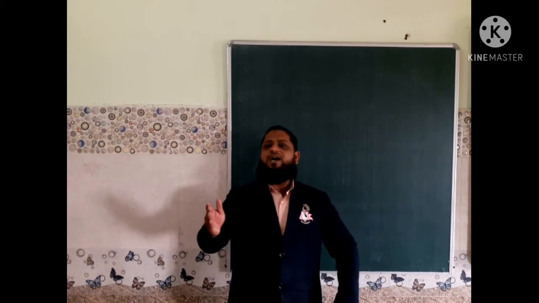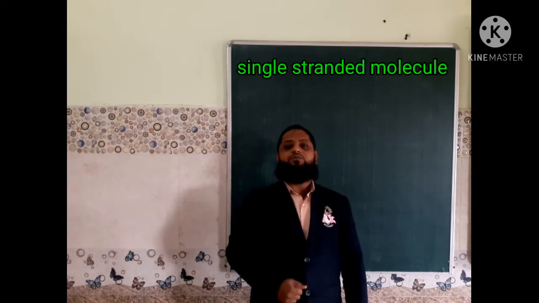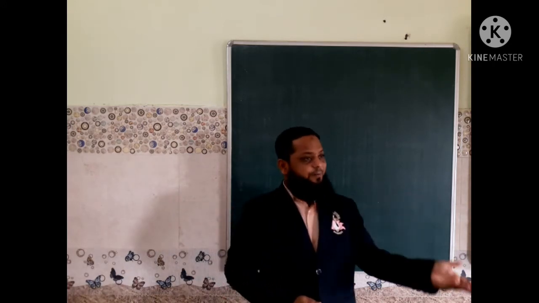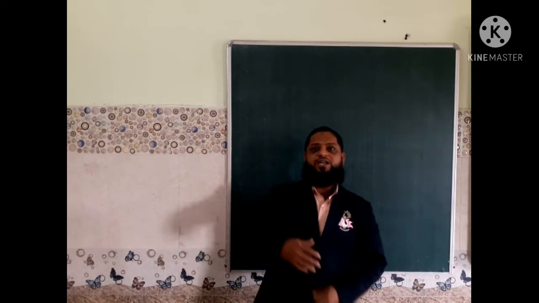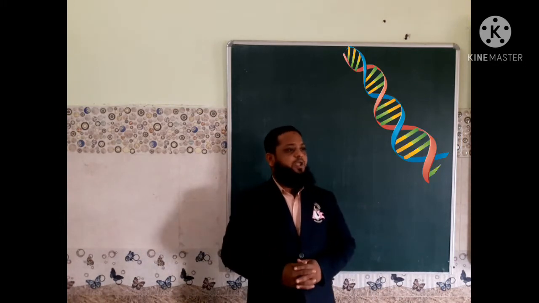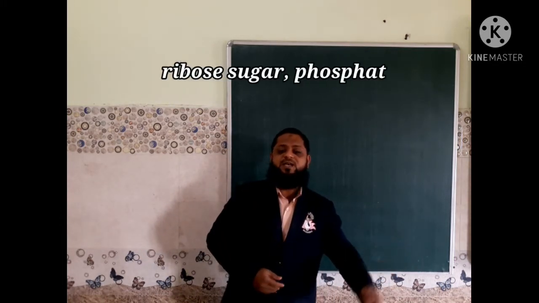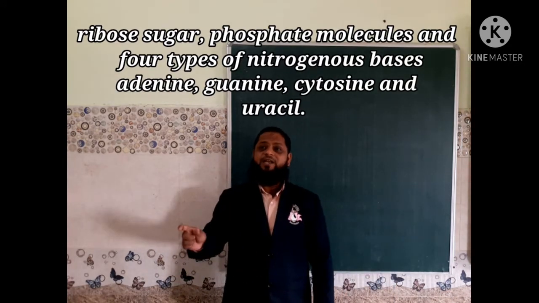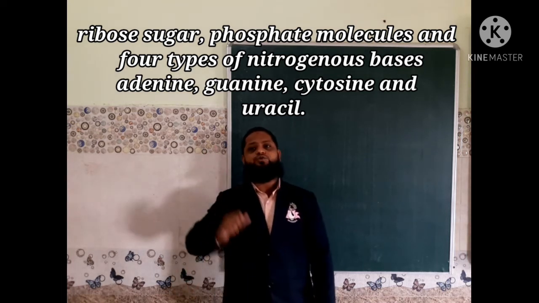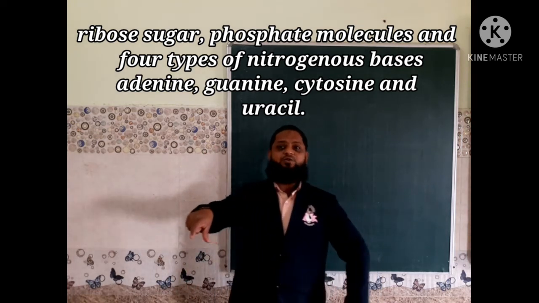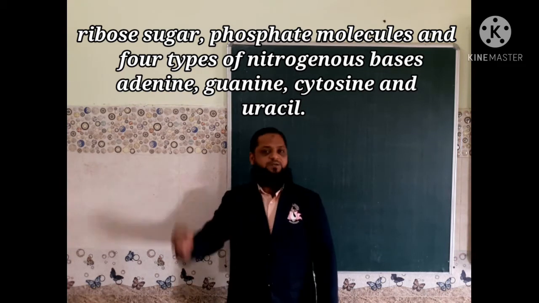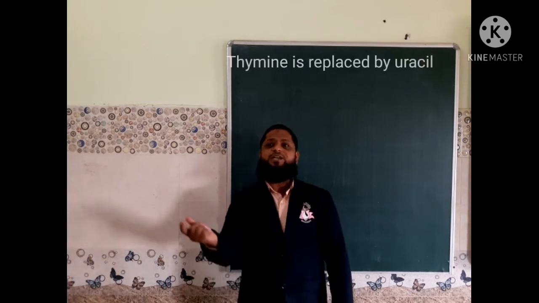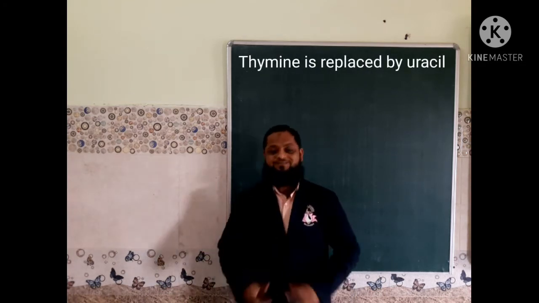RNA is a single-stranded molecule. As we studied, DNA is a double helical structure. DNA contains four nitrogenous bases. RNA also contains four nitrogenous bases, but here, in place of the thymine nitrogenous base, the uracil nitrogenous base is present. In short, we can say that in RNA, thymine is replaced by uracil.